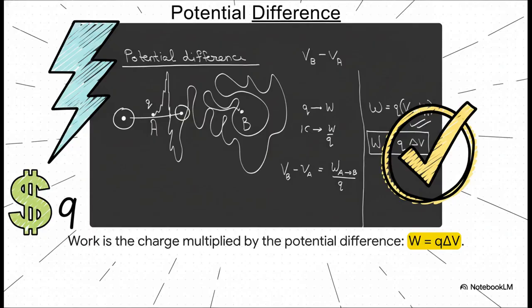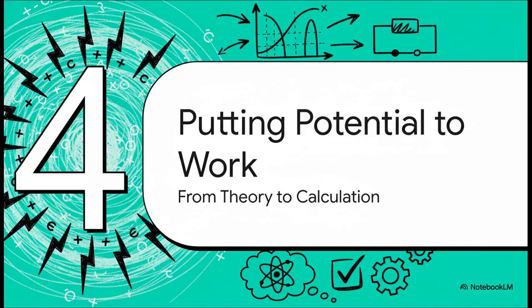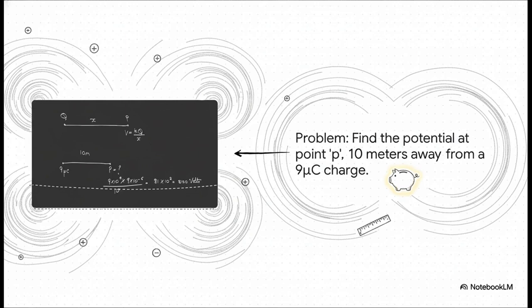So much easier. All right, that's enough theory. Let's actually put this powerful shortcut to work. We're going to see how this idea makes solving physics problems, well, incredibly straightforward. Okay, first up, a classic problem. We've got a source charge, and we just want to know the potential, that energy price tag, at a specific spot, point P, which happens to be 10 meters away.